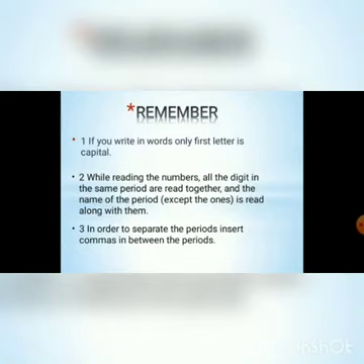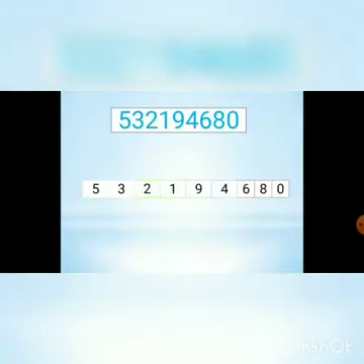For example, 532194680. Let's take this number. The first 3 places from the right, that are ones, tens and hundreds, make the ones period. Let's start writing the place value in the given chart. In ones period, 0 is in ones place, 8 is in tens place and 6 is in hundreds place.